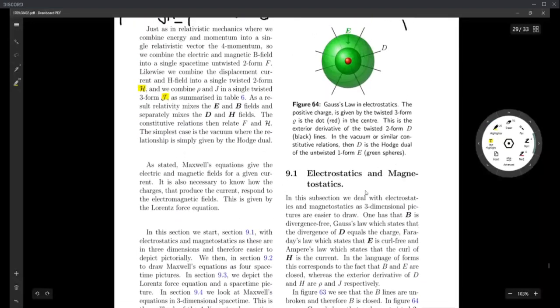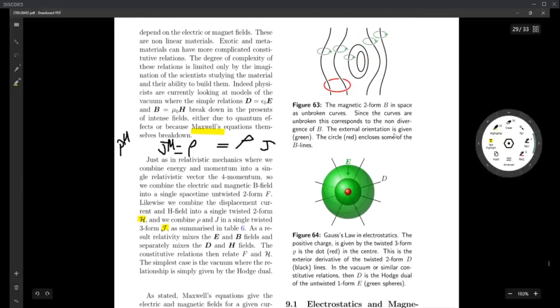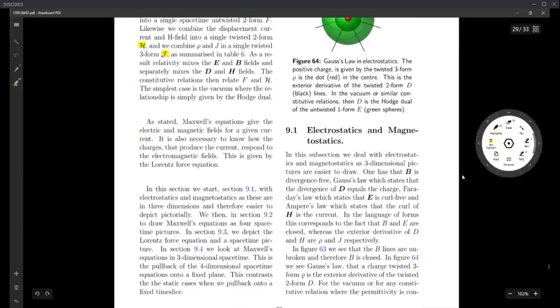Obviously, we'll start with electrostatics and magnetostatics. Gauss's law basically states that the divergence of the electric field is given by rho. Or in an alternate notation, as we saw earlier, divergence of E is equal to rho by epsilon naught. And there are a few more laws.